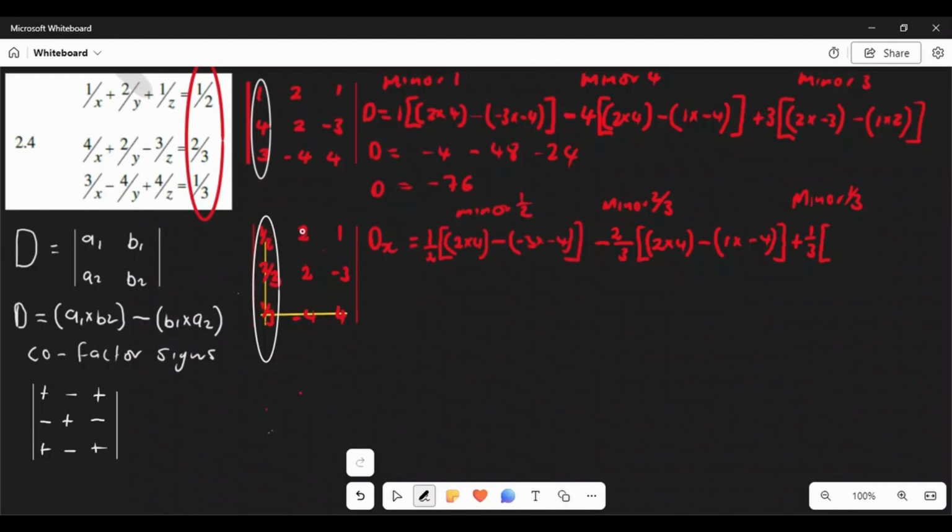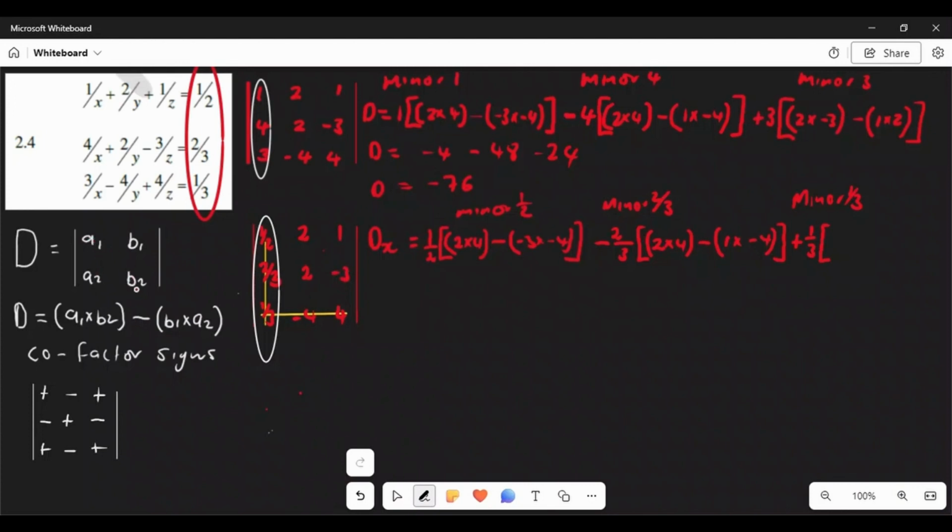You can choose the first row, the second row, the third row, however, it's up to you. So I decided to choose the first column. It's easier that way, right? So when it's like this, remember we cancel the row in which 1/3 is a minor, and then we also cancel the first column. So we're going to be left with 2, 1, 2, and -3. So we calculate the determinant here.